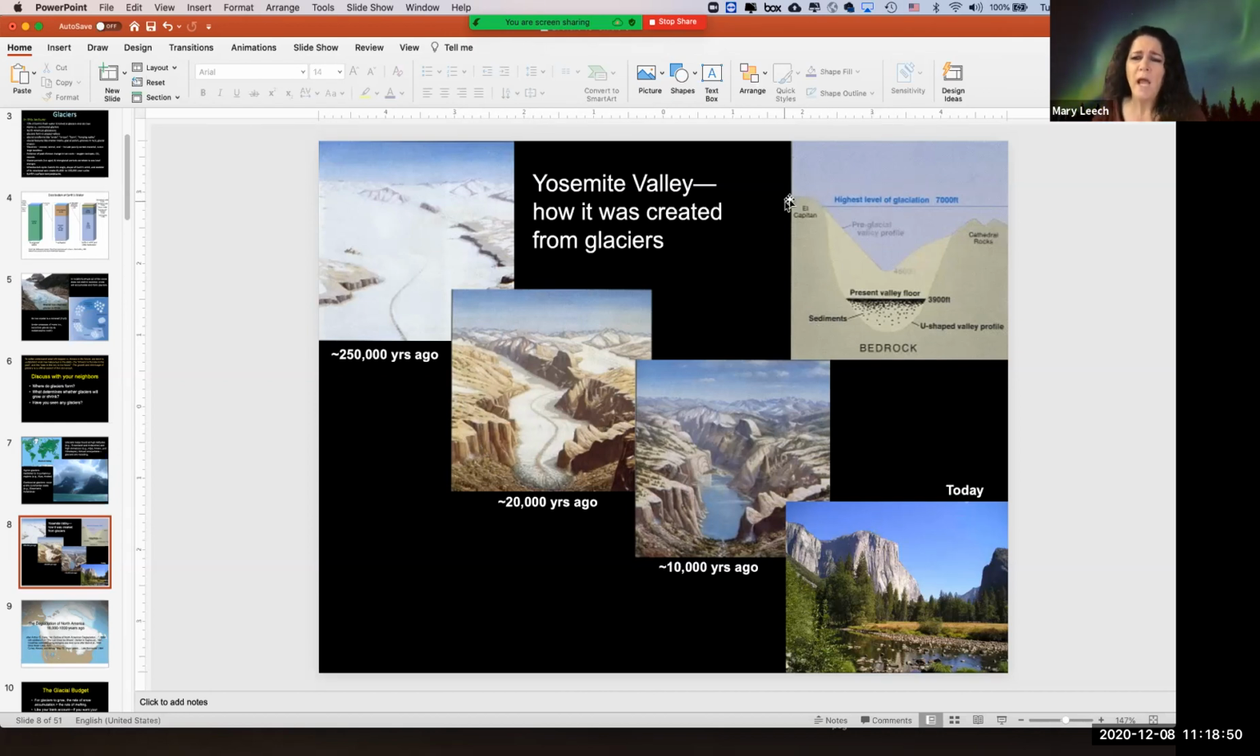And so what happens is, here's a profile look. Here's the bedrock in this tan color. And this is El Capitan, this mountain on that side. And don't worry about that one, no one's ever heard of that. There is a lot of sediment on the valley floor.